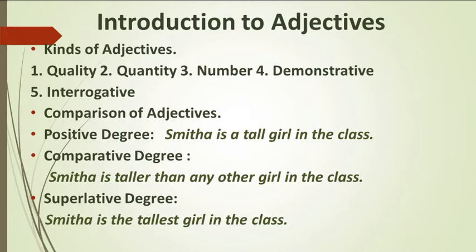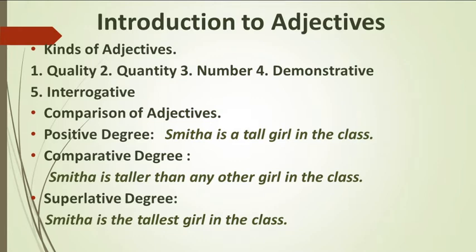Firstly, the adjectives of quality. They show the kind or quality of a person or a thing. Example, he is an honest man. Adjectives of quantity. Adjectives of quantity show how much of a thing is meant. Example, I ate some rice.